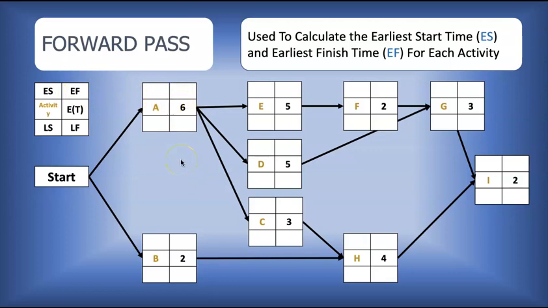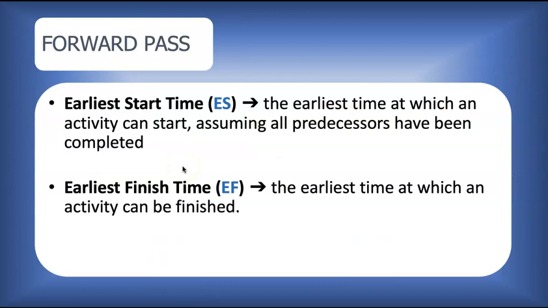Now, the project is like a relay. It starts and ends when all the activities are finished. For the first activities, activity A and B, these are the starting activities for the project. And just like a relay, when the relay starts, the time on the clock is 0. So the earliest start time for activity A and B will both be 0. Remember, the earliest start time is the earliest time at which we can start the activity, assuming that the predecessors have been completed, and the earliest finish time is the earliest time at which the activity can be completed.